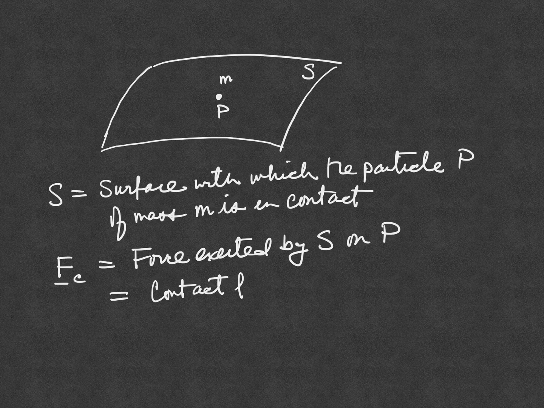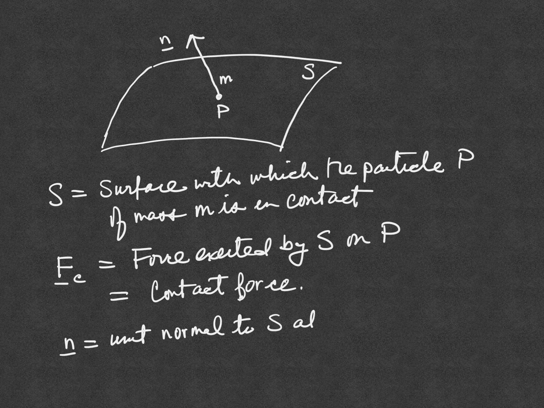Now, given that it's the contact force, we have to develop a model for this force. So now here's how this model is going to work. The surface itself, I'm going to add to this diagram, has a vector which I'm going to call n. And n is the direction normal to the surface. So I'm going to say n is equal to the unit normal to S at P. So wherever the particle P is, there's a vector that's going to be normal.